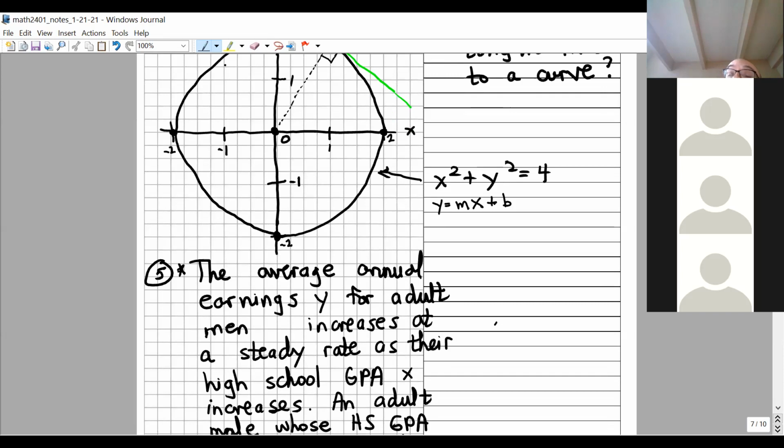Remember the other way of writing down a line: point-slope form. So let's remind ourselves of the point-slope form. It was y = m(x − x1) + y1. And remember, the x1 and y1 are just a point on the line.